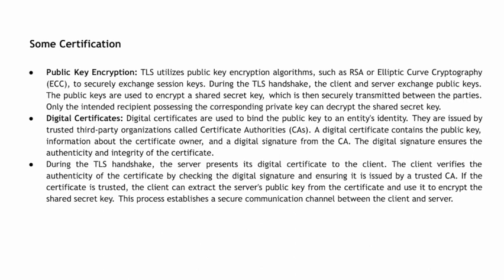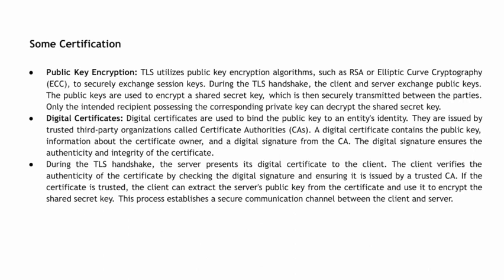Next is digital certificates. Digital certificates are used to bind the public key to an entity identifier. They are issued by trusted third-party organizations called certificate authorities (CAs). A digital certificate contains the public key, information about the certificate owner, and the digital signature from the CA. The digital signature ensures the authenticity and integrity of the certificate. They ensure authenticity and integrity.